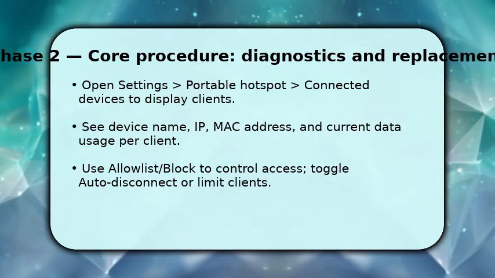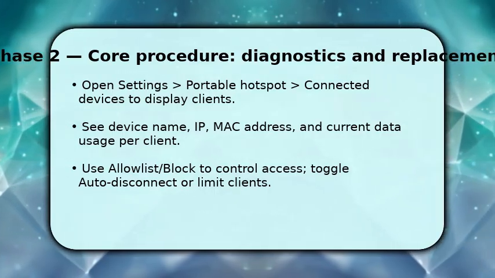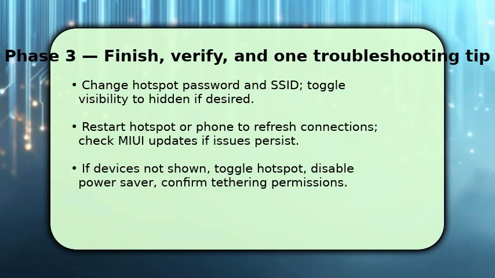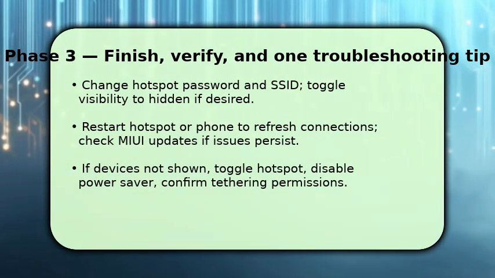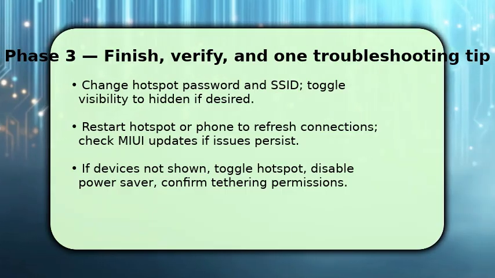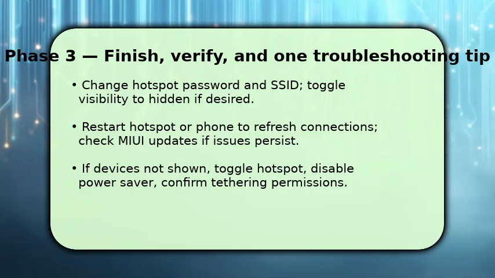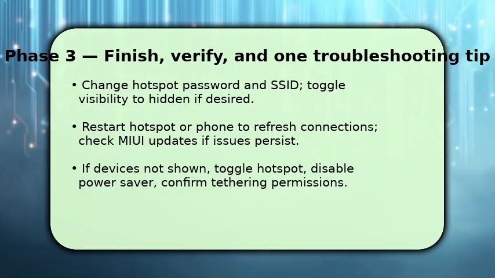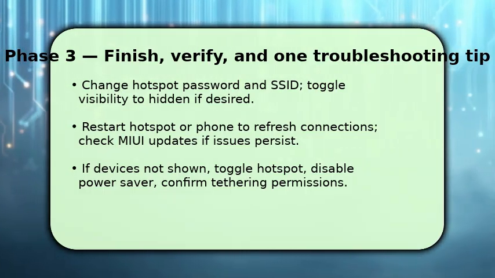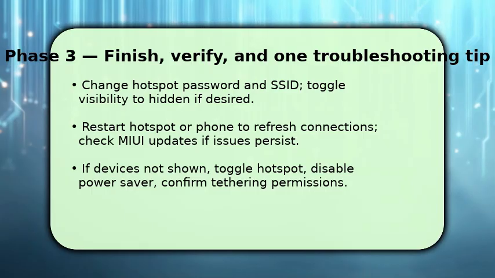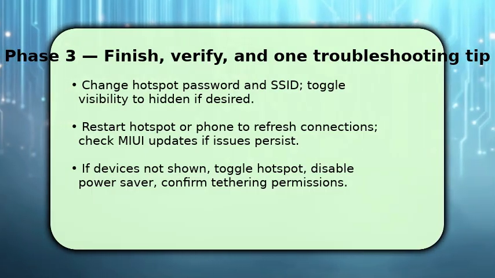You finish by securing and verifying the network. Change the hotspot password, optionally hide the SSID, and confirm client limits. Then disconnect any unknown devices and restart the hotspot to apply rules. If a device keeps failing to appear, toggle the hotspot off and on, disable battery saver, and make sure tethering permission is allowed for the active SIM.